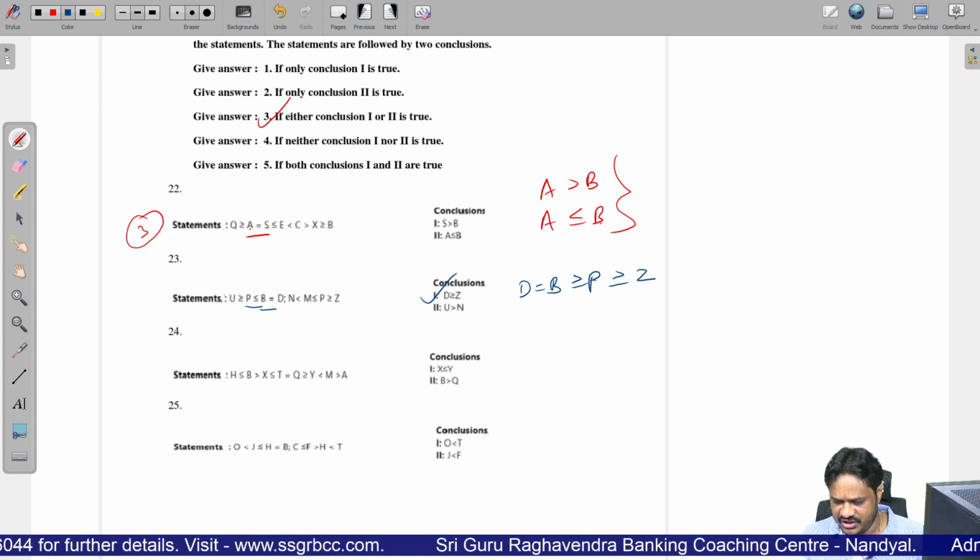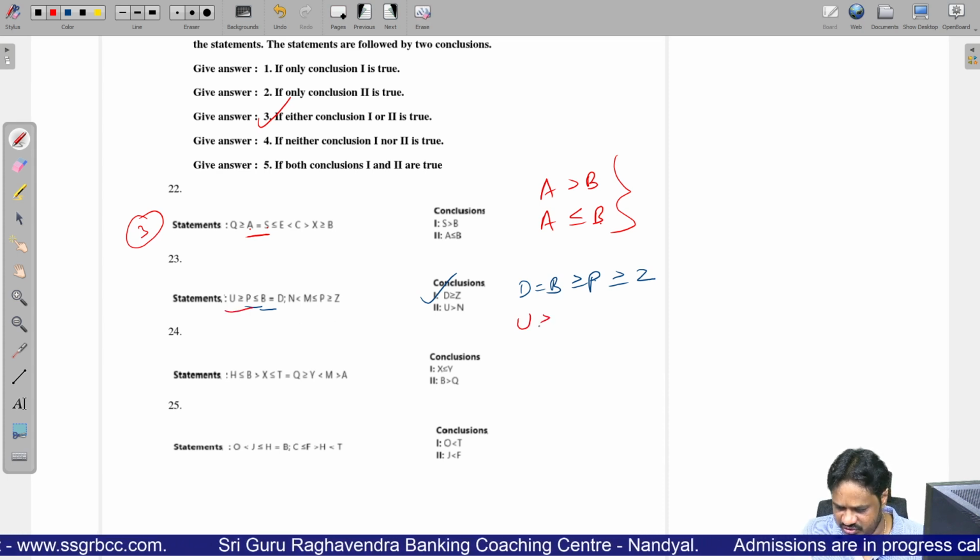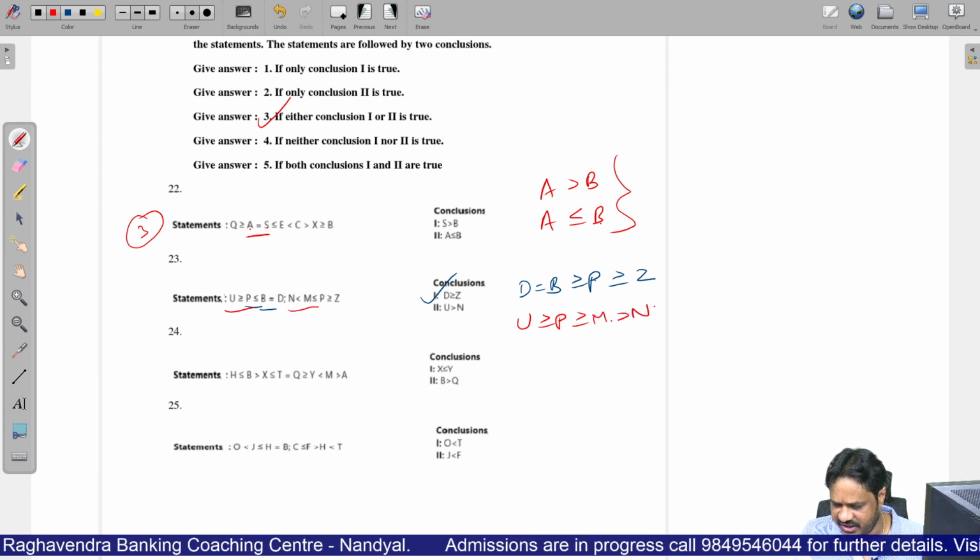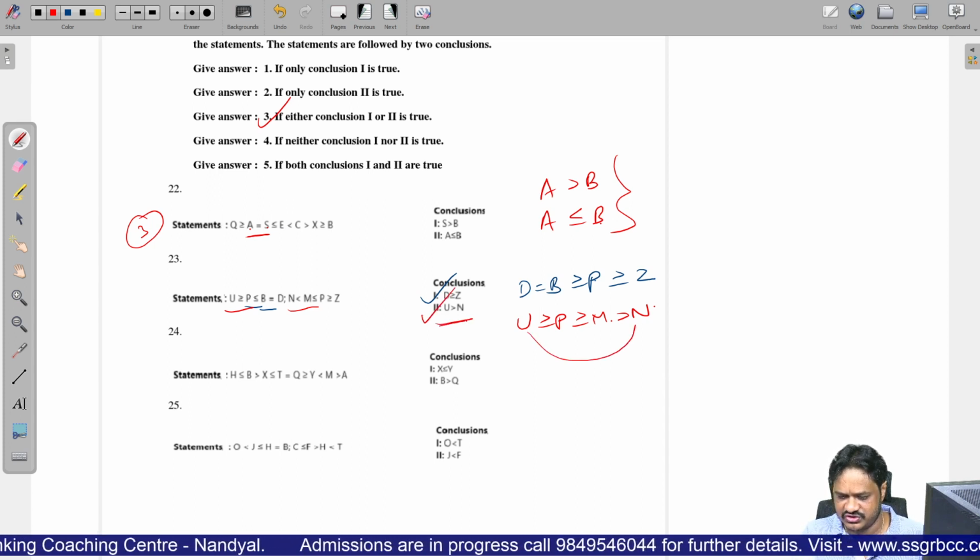Second one, U > N. See the second one also. See this one, U ≥ P. Then M ≤ P means P ≥ M and M > N. Therefore, U > N follows. Second one also definitely follows. So both 1 and 2 definitely follow.